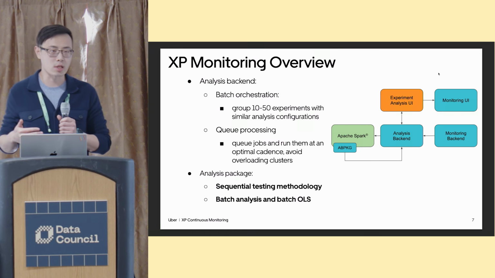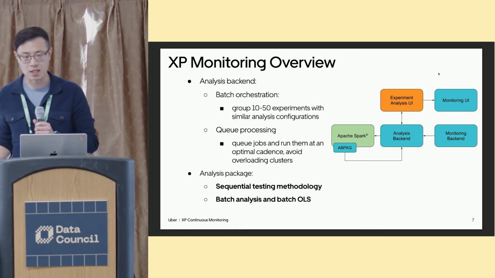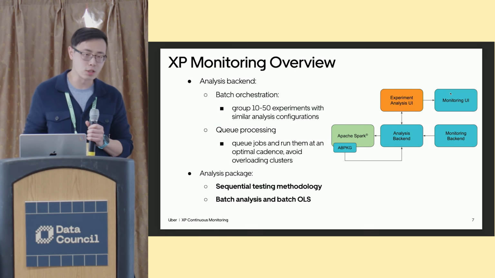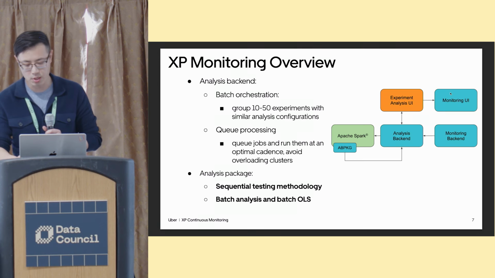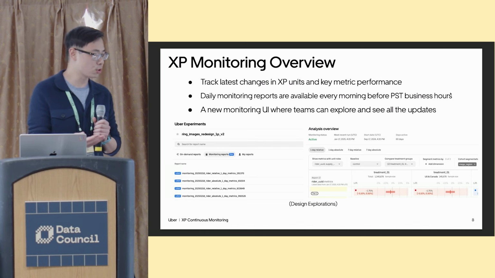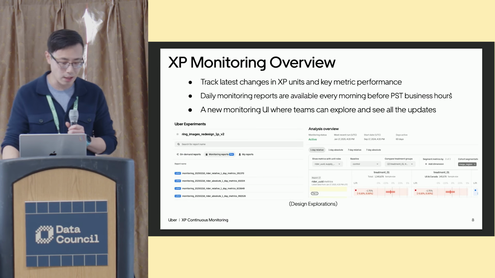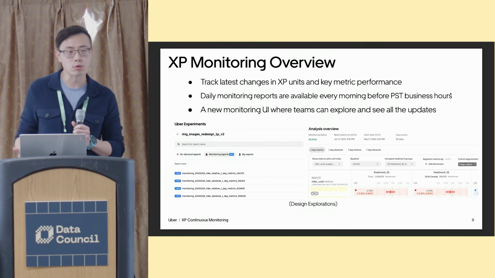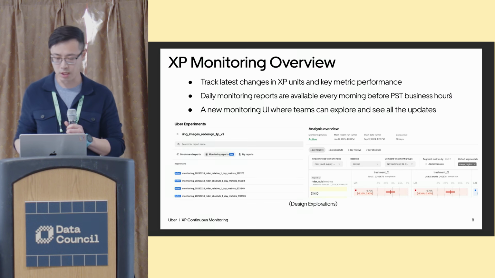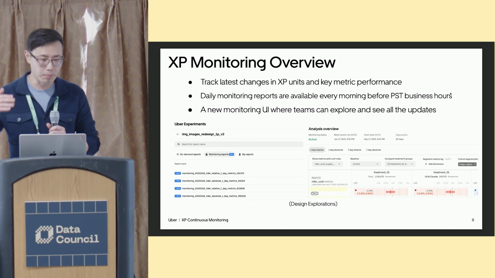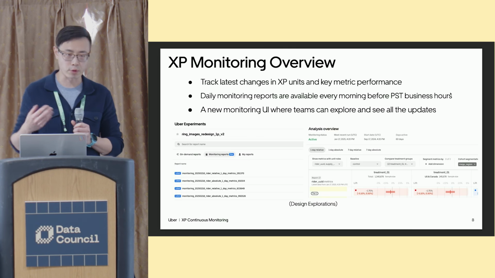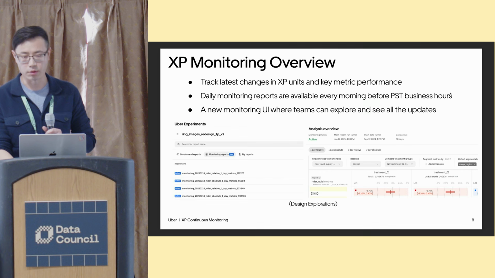So now we can batch process many different metrics and XPs at the same time. We also built a dedicated new monitoring UI to provide a better user experience. So besides still delivering all the reports to our existing on-demand analysis UI, we now have a unified view for teams to explore and see all the latest updates about their XPs in one place. So we basically built a layer of continuous monitoring on top of our A/B testing platform so we can automate frequent checks and also maintain the desired results.